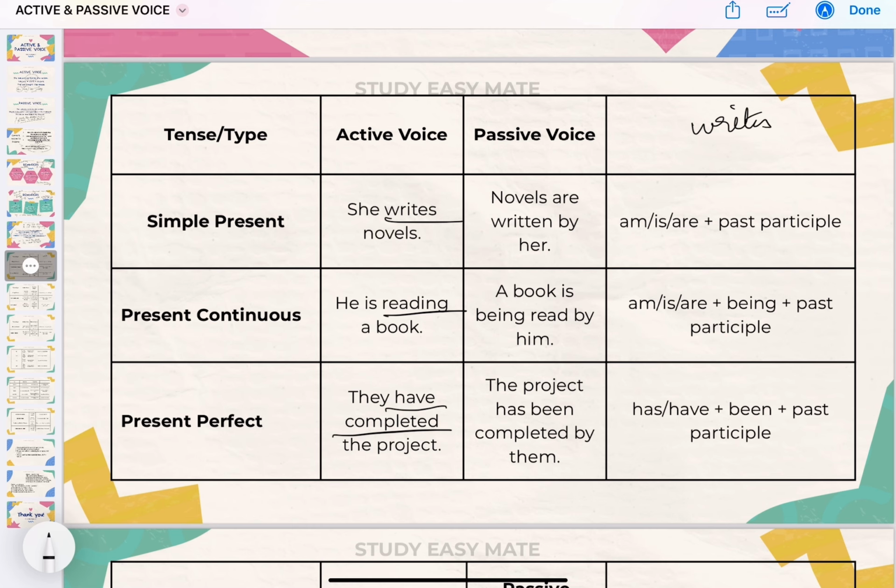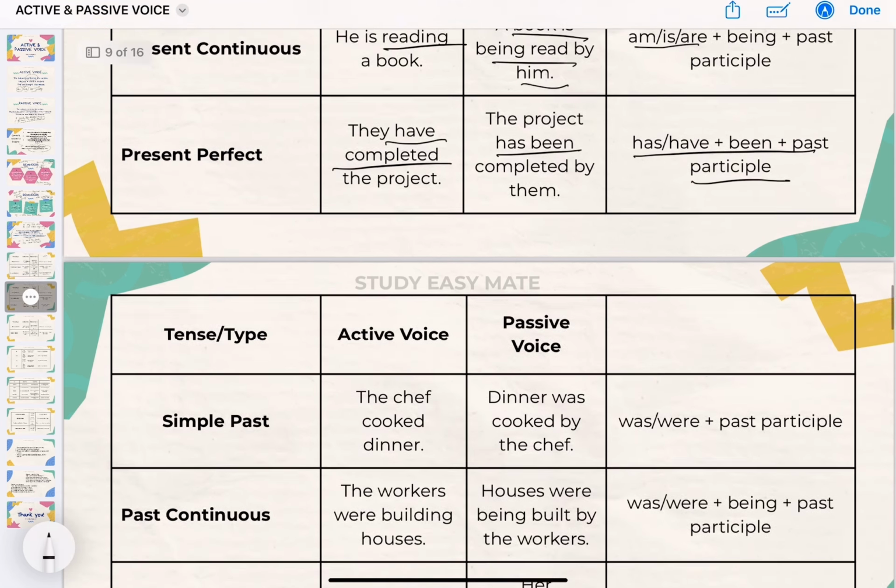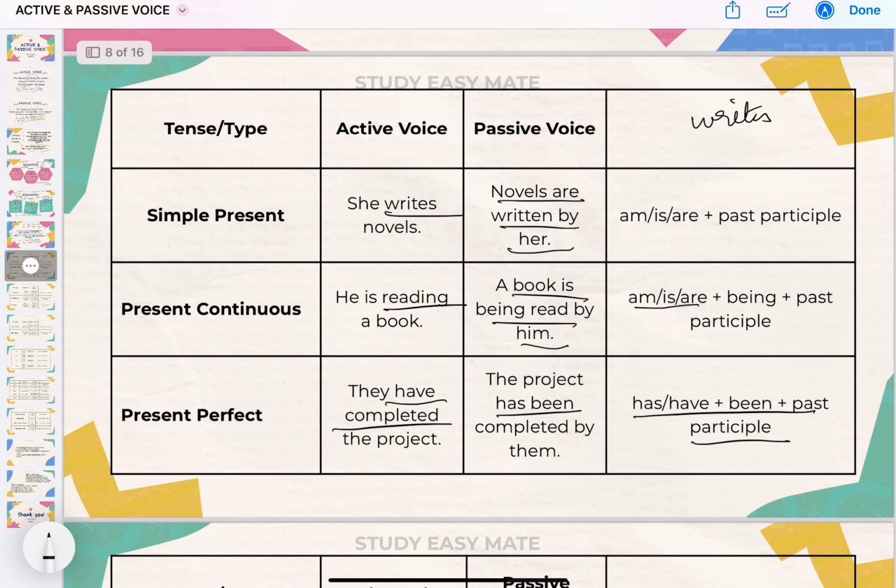So here, "she writes novels," "he is reading a book," "they have completed the project." They are all in the present tense. So "she writes novels" would be written as "novels are written by her." For "he is reading a book," here it is "is reading," so it should be is, am or are plus being plus past participle: "a book is being read by him." "They have completed the project": "the project has been completed by them." Has been. For "have completed," it should be written as has or have plus been plus past participle. So this is for present tense.